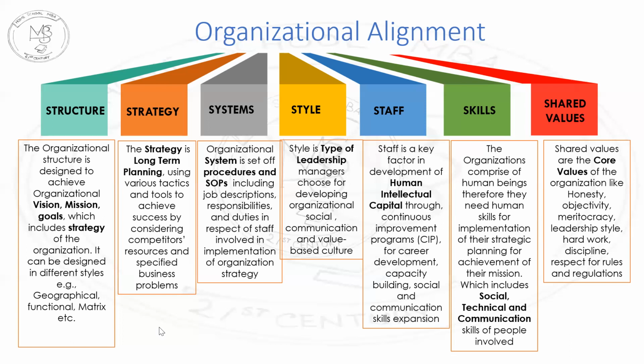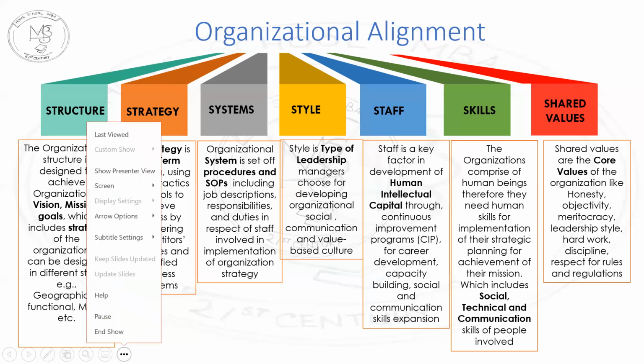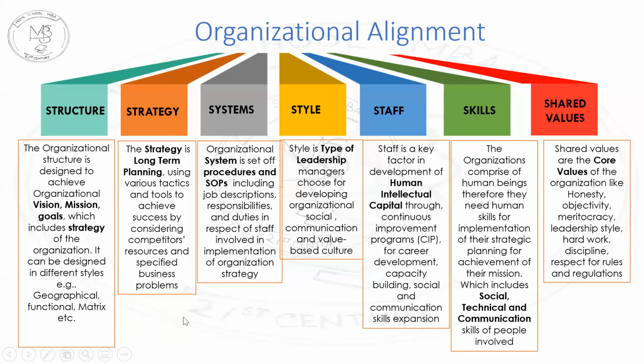And these shared values are the core values of the organization, like honesty, objectivity, meritocracy, leadership style, hard work, discipline, respect for rules and regulations. These are the values of the organization. And when these values are put into practice, then all these assets are linked together, and the company's objective, mission, and vision is achieved.